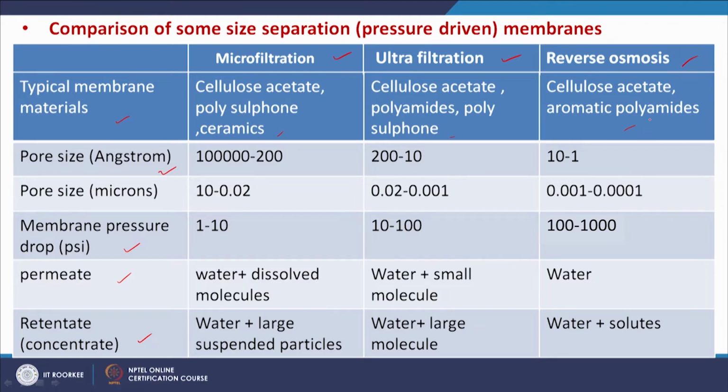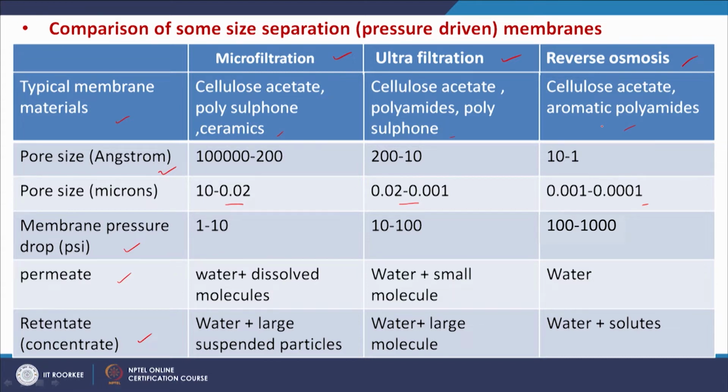That means the materials are very similar, but the pore size is different. In case of microfiltration, it is 10 to 0.02 micron size, whereas ultrafiltration is 0.02 to 0.001 micrometer size, and reverse osmosis 0.001 to 0.0001 micrometer. So, even very small particles, molecules or pollutants can be arrested or separated in case of RO.